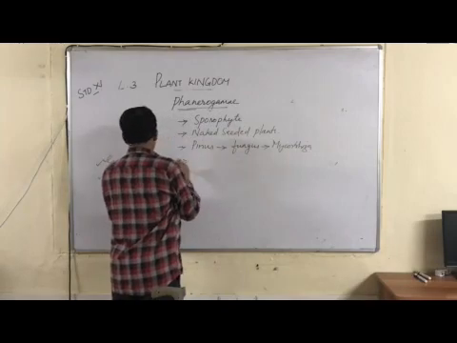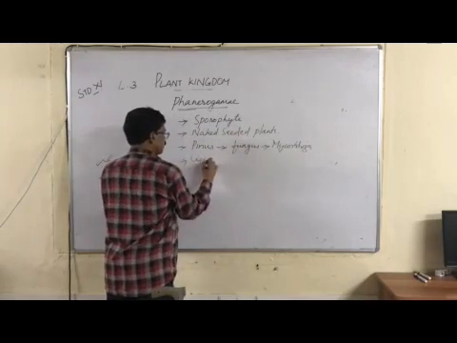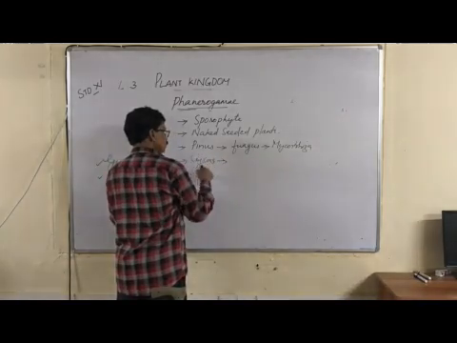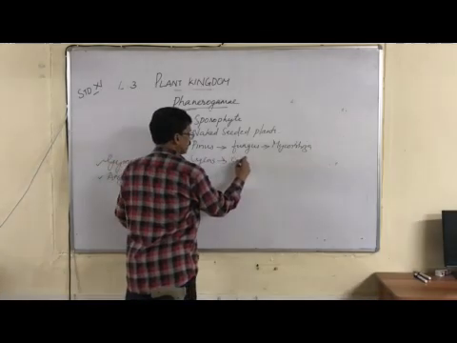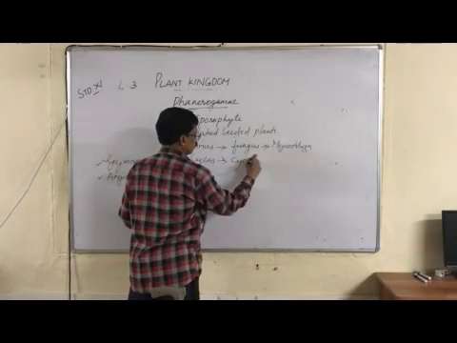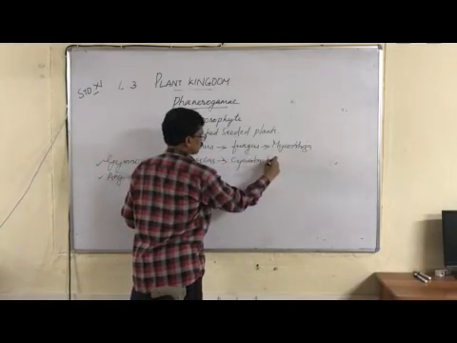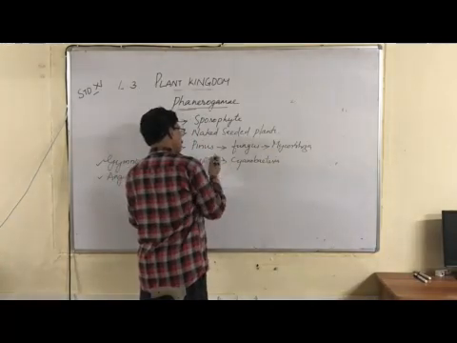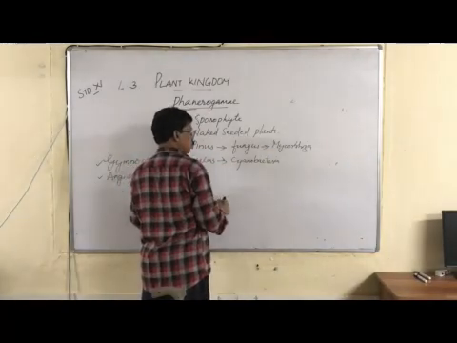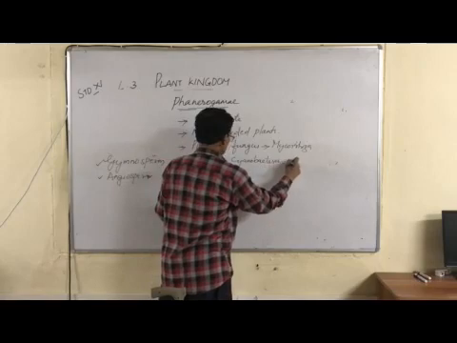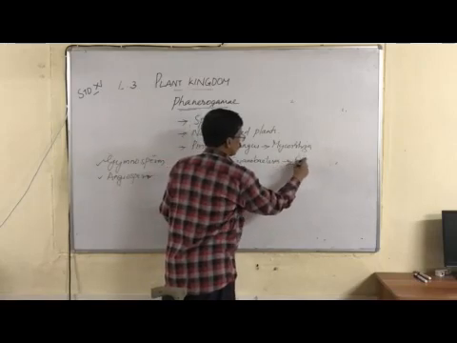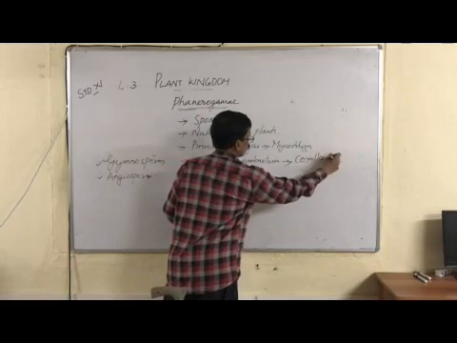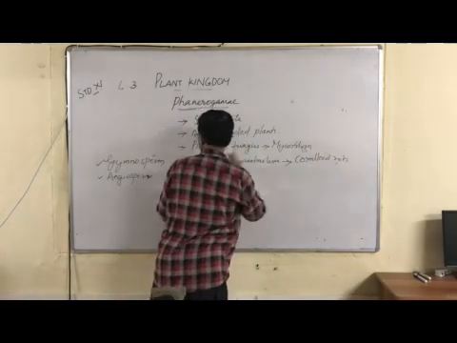Then, in the case of Cycas, another gymnosperm, in their roots we can see cyanobacteria. The Cycas roots contain cyanobacteria. Such roots with cyanobacteria are called coralloid roots.